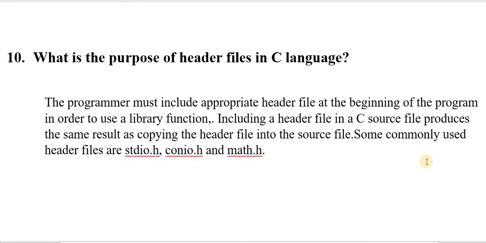Now we have question number 10. What is the purpose of header files in C language? The programmer must include appropriate header file at the beginning of the program in order to use a library function. Including a header file in a C source file produces the same result as copying the header file into the source file. Some commonly used header files are stdio.h, conio.h and math.h. And that's it for question number 10.